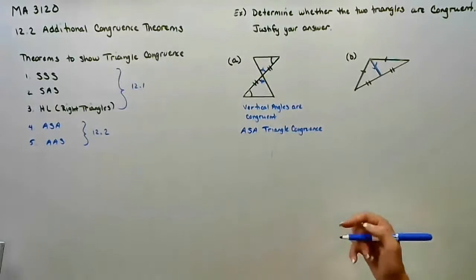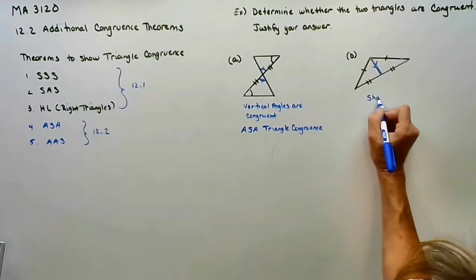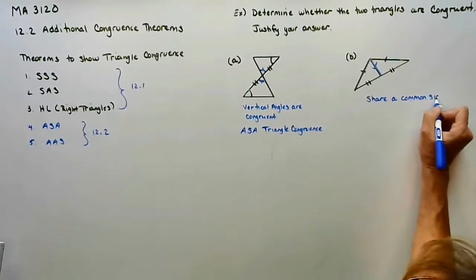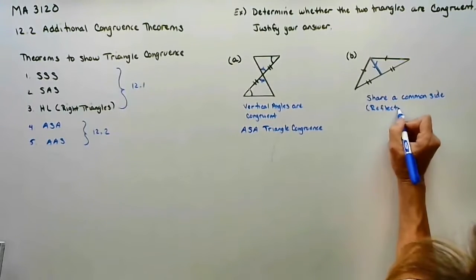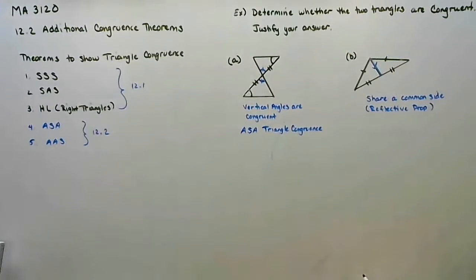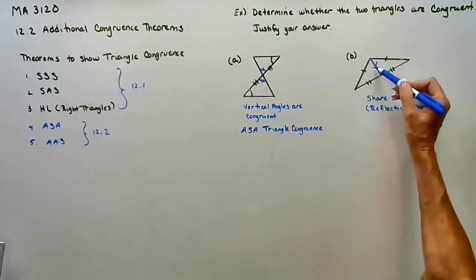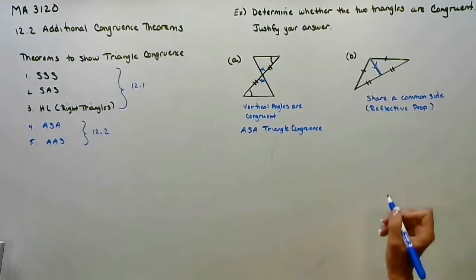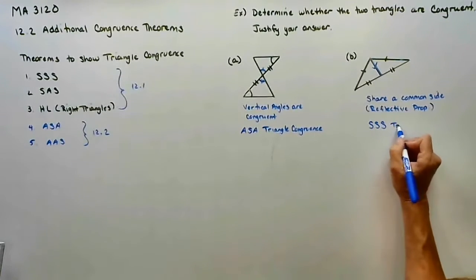When you look in the mirror, you see a reflection of yourself. It's the same thing. So these share a common side. So we refer to that as the reflexive property. It's a reflection, okay? They both share the same thing. So no matter if I'm looking at that segment from the right side or the left side, we're talking about the same line segment. So we can say that these are congruent by side, side, side, triangle congruence.